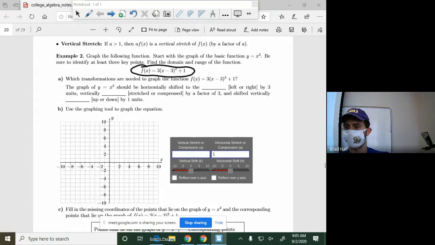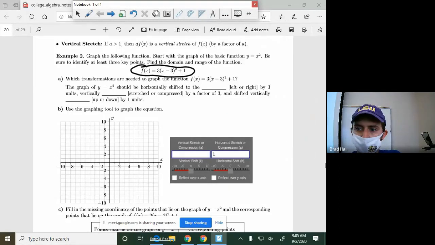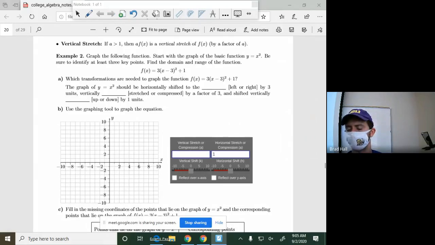So here's the function here, and you might be able to notice from looking at the graph what the shifts would be. Looking at this graph, would you be able to determine how much we're going to the left, how much we're going to the right, how much we're going up or down, how much we're stretching or compressing?